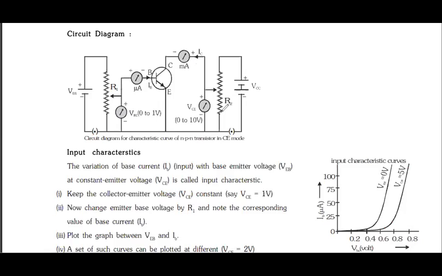Now let's see output characteristic. What do you think? What would be the output characteristic? How will it be? Think about it. Everyone try to draw the output characteristic on your own.